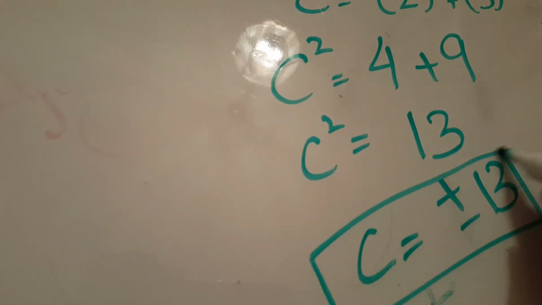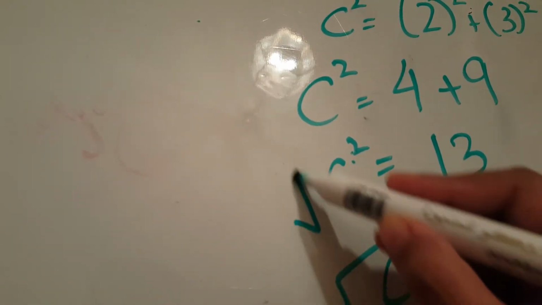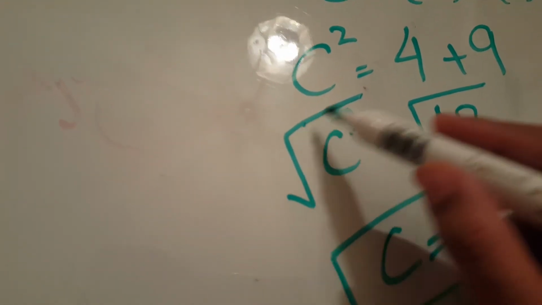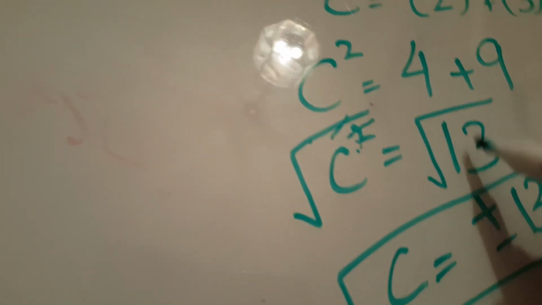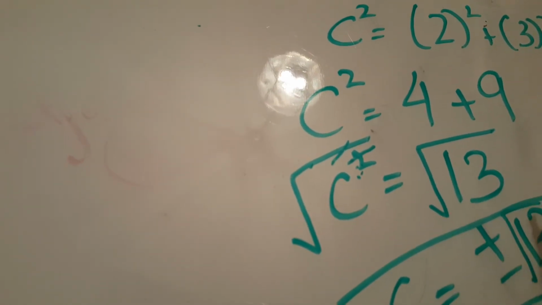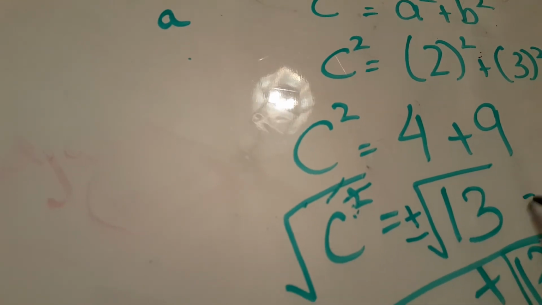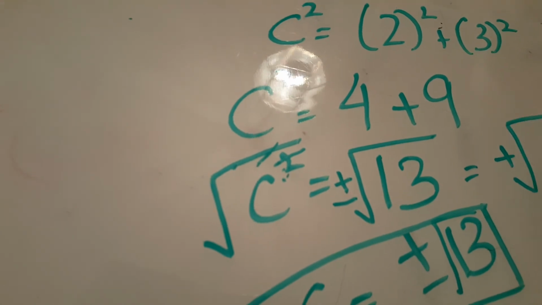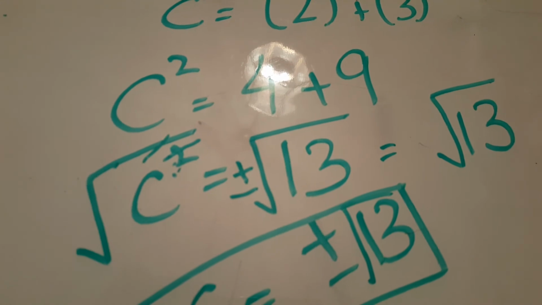Why plus minus? Because if I want to cancel this square, I have to take the square root on both sides. The square will be cancelled with the root, but the root gives me a positive and a negative result. But since it's only a distance, we'll just keep the positive number. For positive, you don't even have to mention the sign because it's understood.